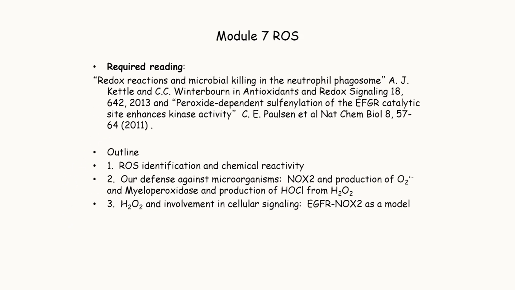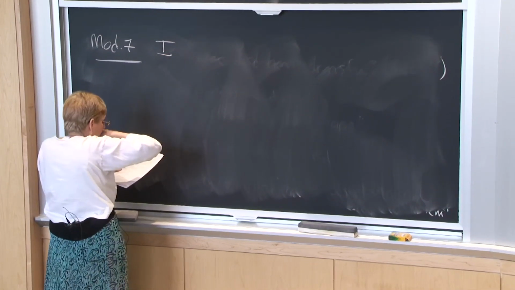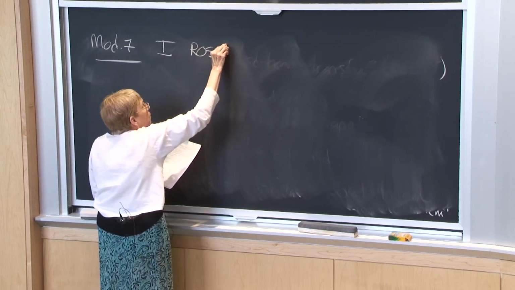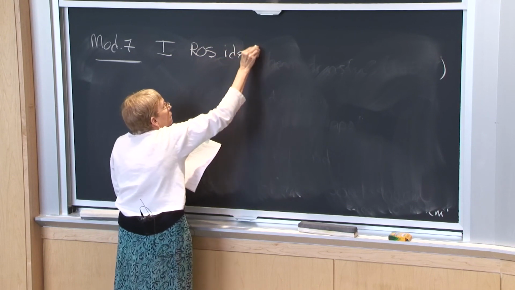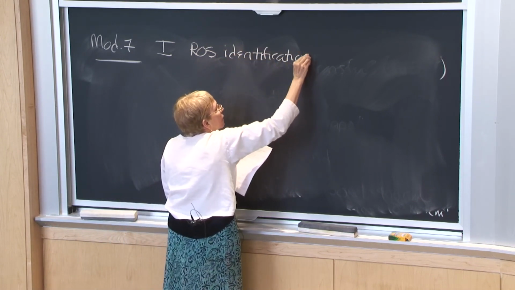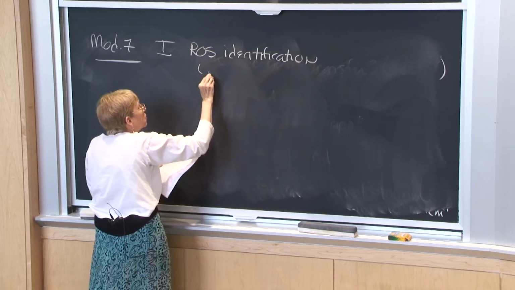So I'm going to have an outline. We have that paper, and then we have the Carroll paper that you guys hopefully have already looked at in some form. All right, so here I need to switch. Okay, so where are we going? We're going to have a couple of lectures. First of all, what is ROS? So ROS are reactive oxygen species.